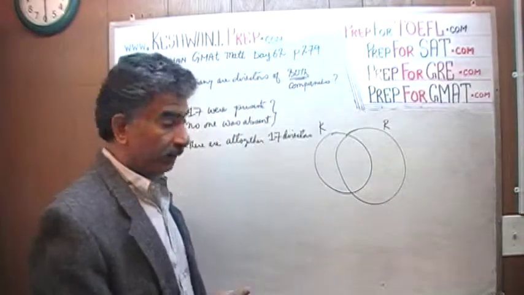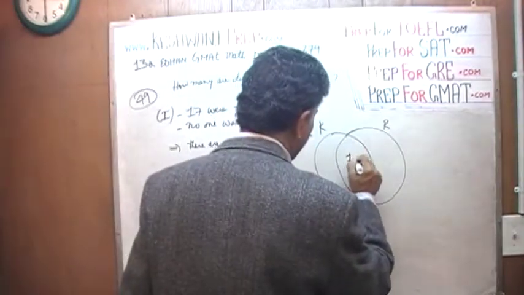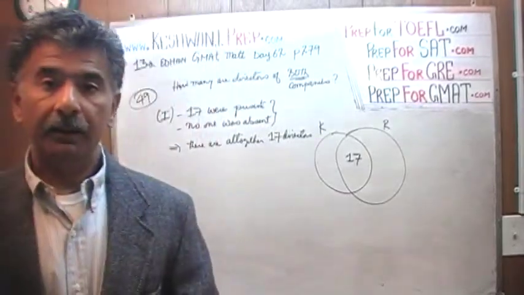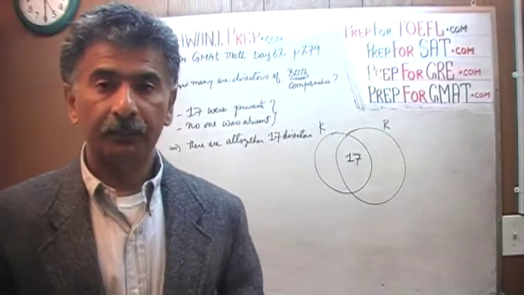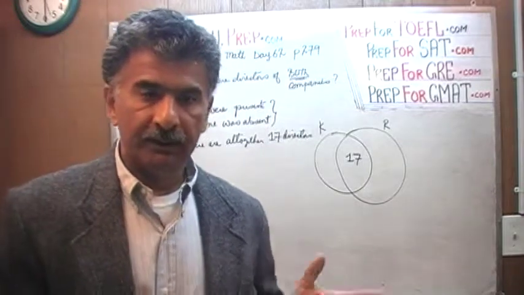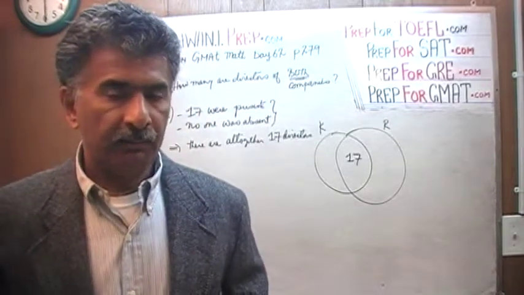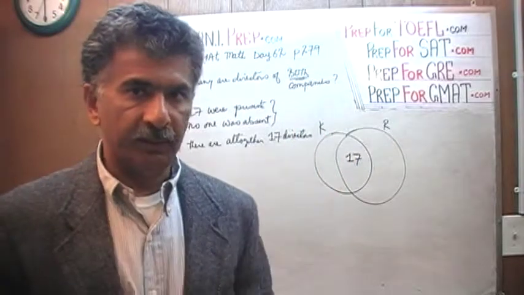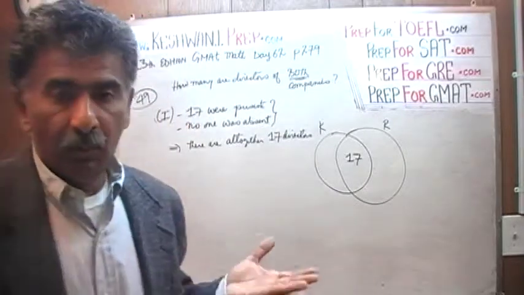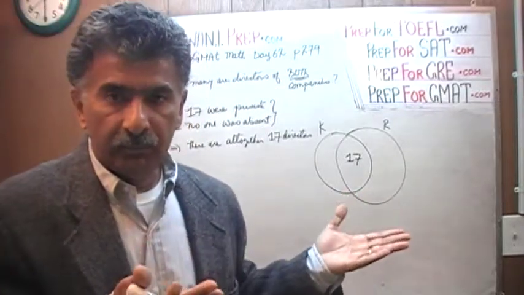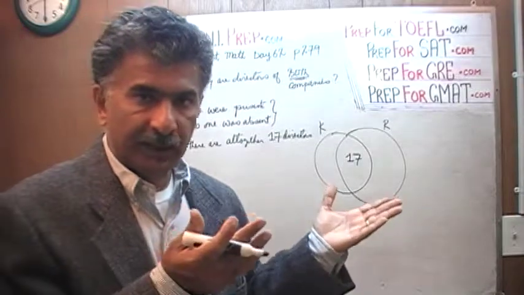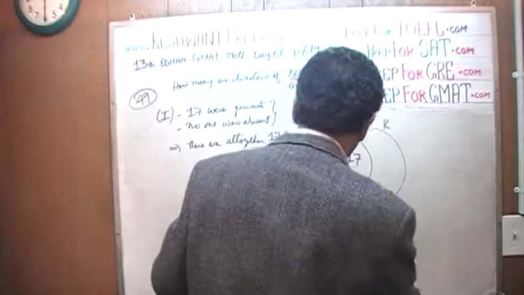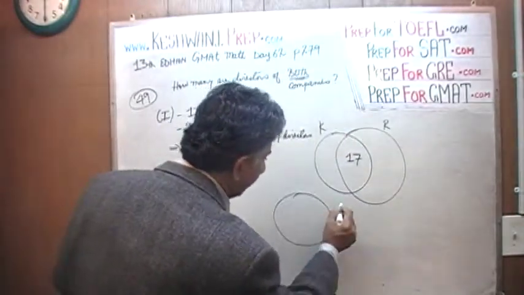It is quite possible that 17 people were present altogether, and there are 17 directors in company K and 17 directors in company R. If that is so, and we are told that when we had a meeting of all the directors of both companies, 17 people showed up and that was all there was, that means all 17 of them are directors of both company R and K. That's one extreme.